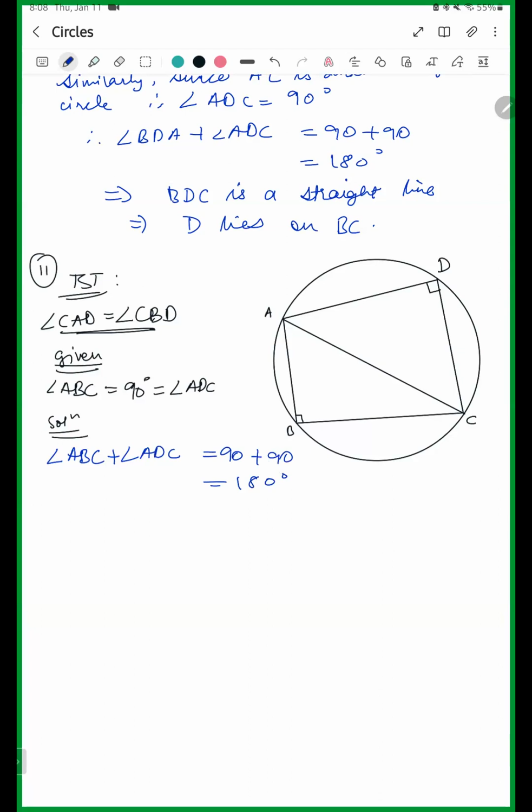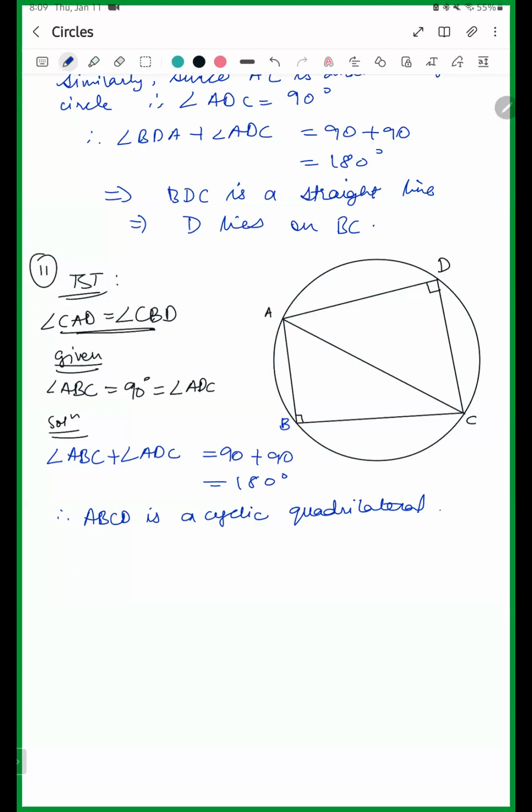So what are we observing here? That the sum of two opposite angles in this quadrilateral is 180. That means this quadrilateral is cyclic. Therefore, ABCD is a cyclic quadrilateral, because the sum of opposite angles is 180. We'll actually have to show the same for these two as well.